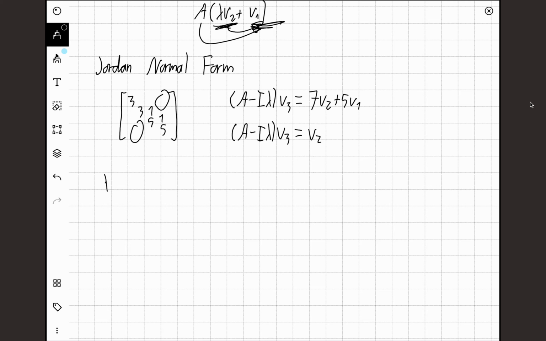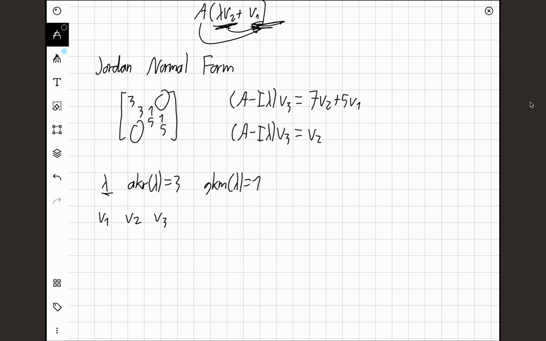So let's say we have an n by n matrix, and let's say it has an eigenvalue, and this eigenvalue has an algebraic multiplicity equal to 3, and it has a geometric multiplicity equal to 1. Well, then we know that this eigenvalue has an actual eigenvector v1, and it also has two higher rank generalized eigenvectors, so v2 and v3.